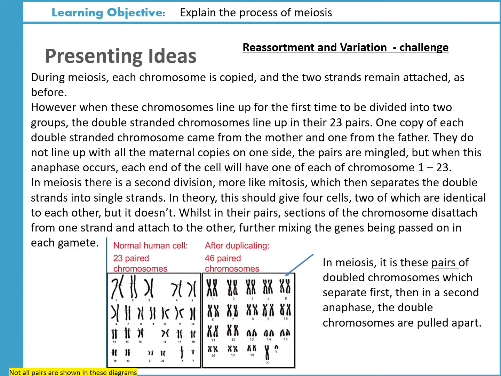Whereas in meiosis, the first division that takes place is the separation of these doubled pairs. So one chromosome 1, which has been doubled, goes into one part of the cell and the other goes into the other part of the cell. In the second division, each doubled strand is separated. This includes the sex-determining chromosomes. This organism here is a male because he has got an X and a Y chromosome in his genome.